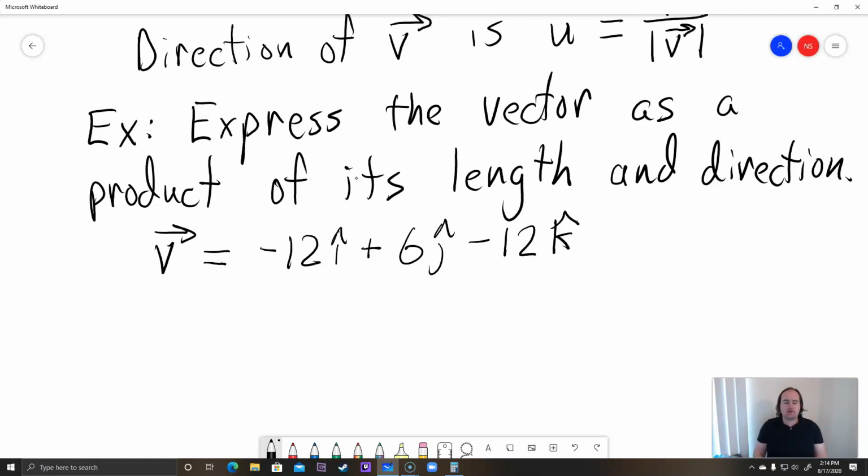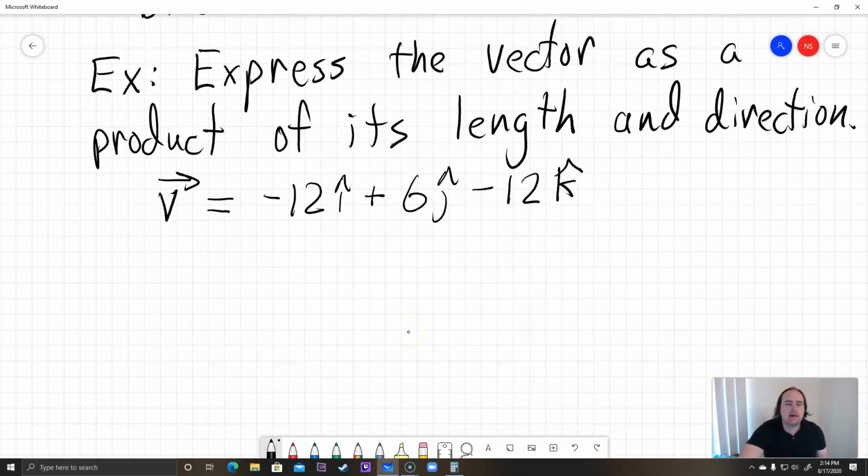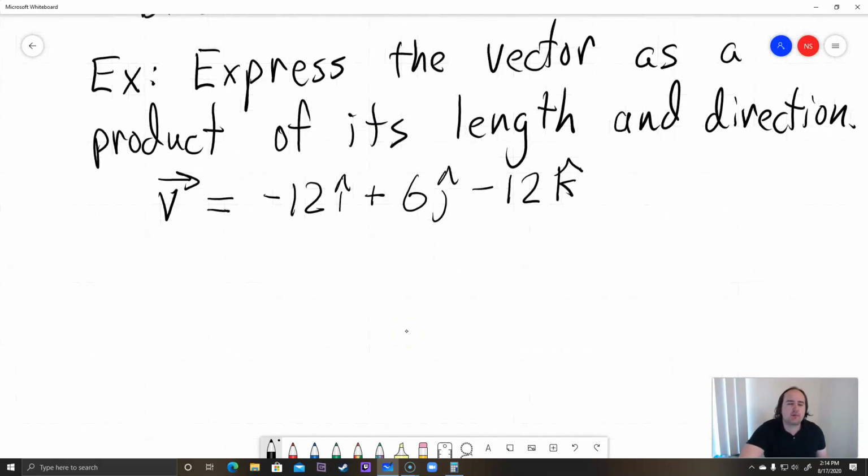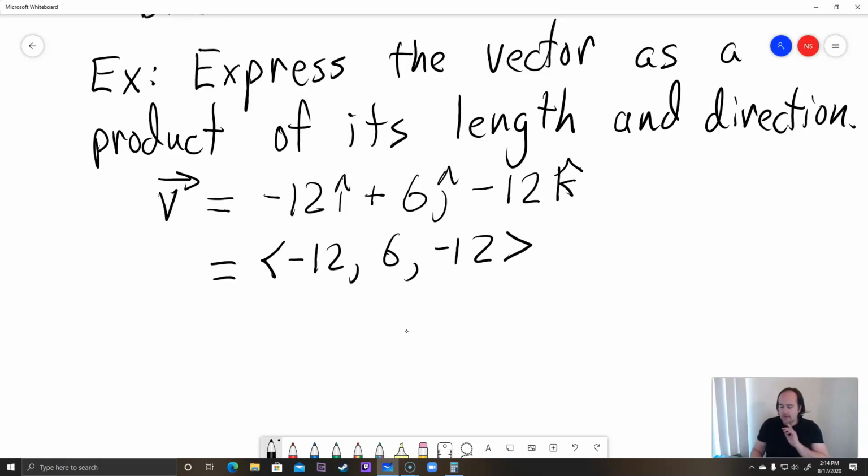Okay, so first of all, I'm going to rewrite it in component form, or as a position vector. So this is the same as the vector with components negative 12, comma 6, comma negative 12. And then they want us to write it as a product of its length and its direction. So first we're going to find the length, and then we're going to find the direction, and then we'll write it as a product of those.